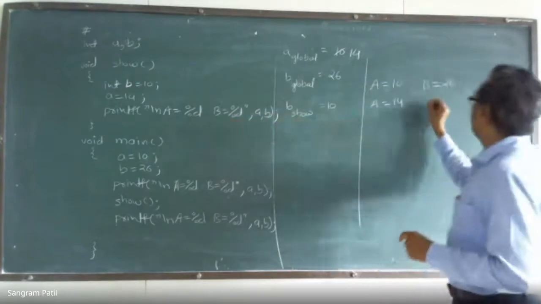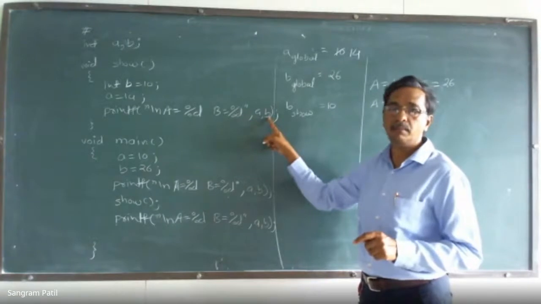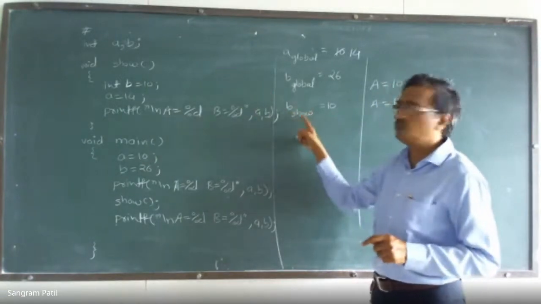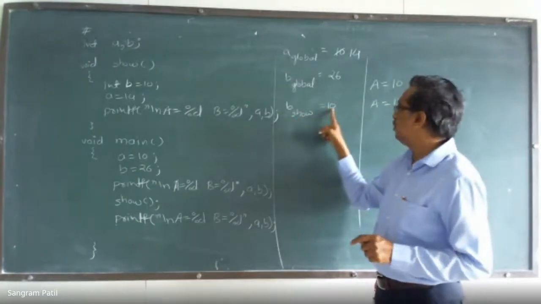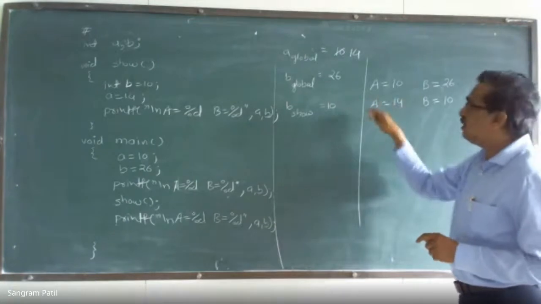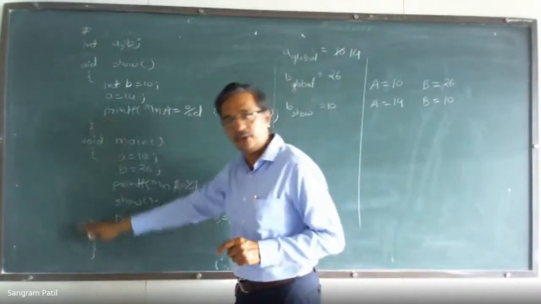And then b is equal to percentage d, print value of b. Then it will check whether b is declared in show. Yes, b is declared in show. What is its value? 10. So this will print 10. Because b is declared in show, at the end of the function, it comes back to the calling program.